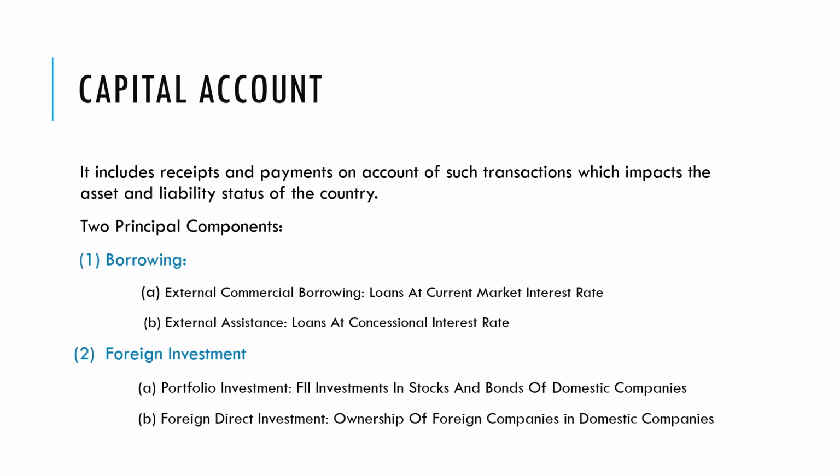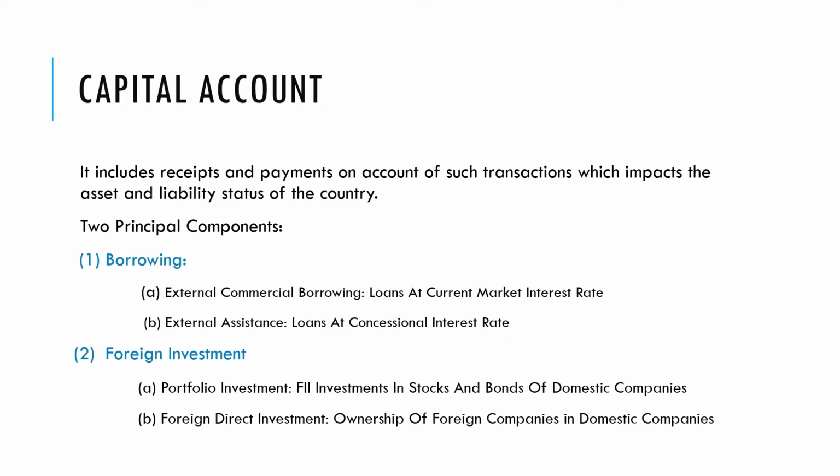Let us look at capital account now. Capital account includes receipts and payments on account of such transactions which impact the asset and liability status of the country. There are two principal components here: borrowing and foreign investment. Borrowing can be of two types: external commercial borrowing or external assistance.